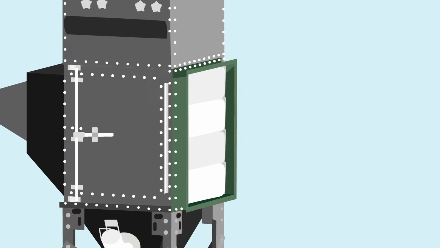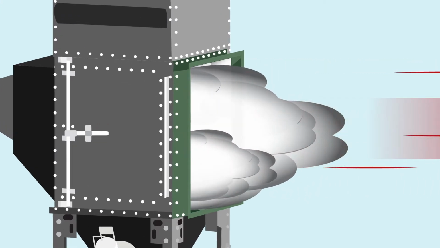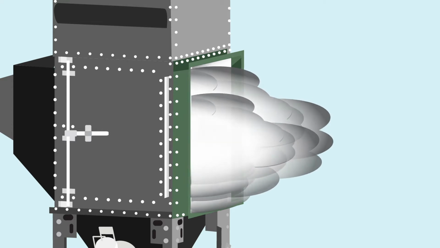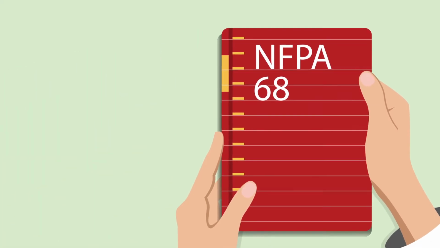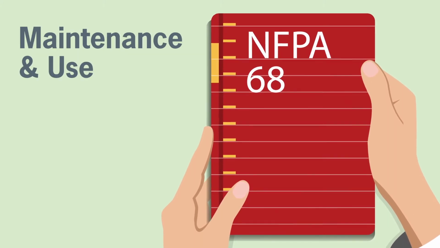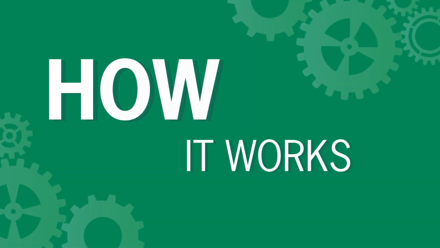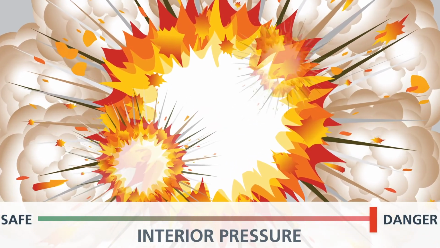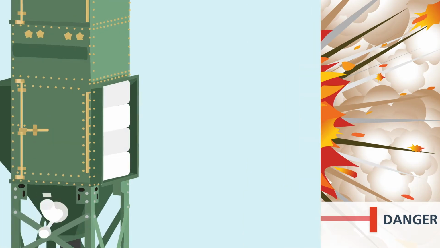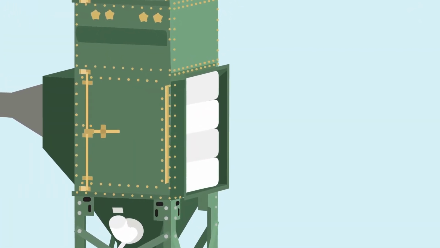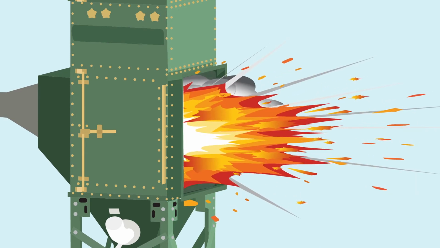It's designed to safely vent the gases and pressures from a deflagration to minimize damage and injury to workers in the area. NFPA 68 sets the criteria for the design, location, installation, maintenance, and use of these systems. Here's how it works. The dust inside the collector combusts, which increases the pressure inside. The explosion vent releases when the pressure reaches an unsafe level. The vent opens, allowing pressure and flame front to exit to a safe area.